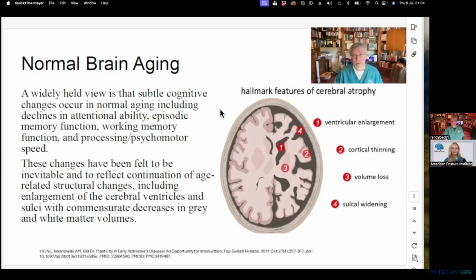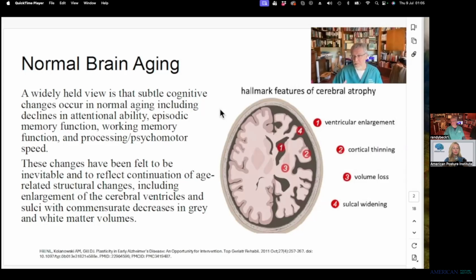And normally when our brains age, we look for subtle cognitive changes that happen to most of us. In fact, things like declining attentional ability, the ability to attend to things, some decline in episodic memory, some decline in working memory function, maybe some decline in processing and psychomotor speed. Basically, these have all been considered as inevitable changes when we age.